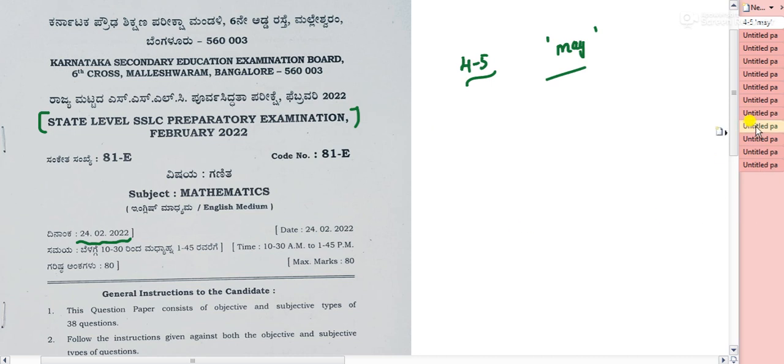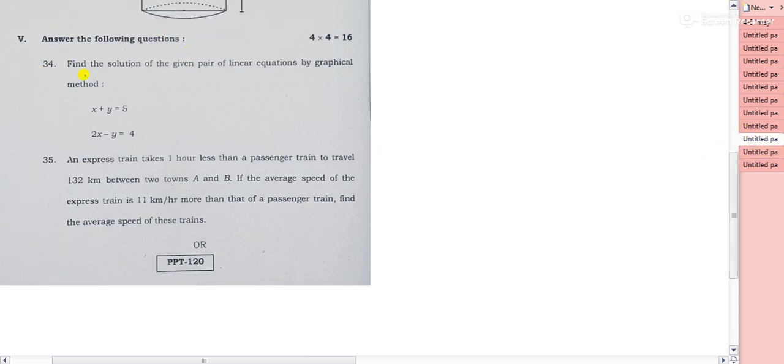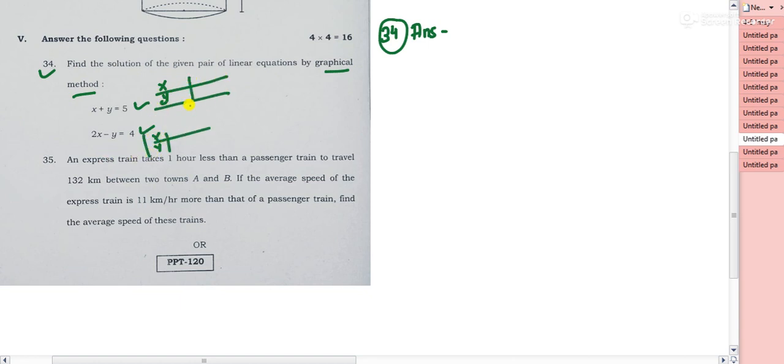So with that, let me start the first question of five marks. It's mentioned as 34. So in your exam also you have to write it as 34th answer or 34th solution. Now see, they have asked to find the solution of a pair of equations by graphical method. You have two equations, you'll get two values, x and y. Now these values you will plot in a graph. You'll get intersecting lines, and the point which is intersecting will be your solution.